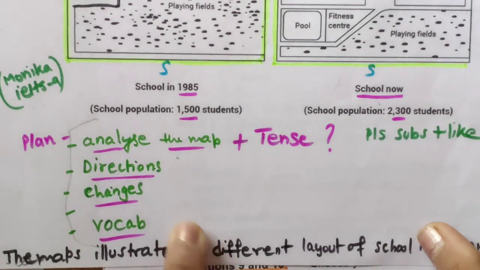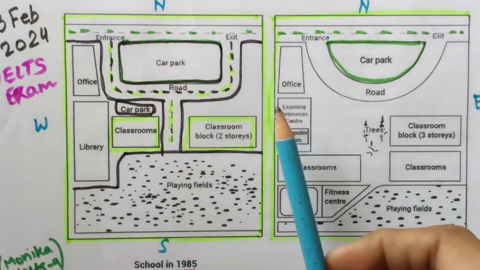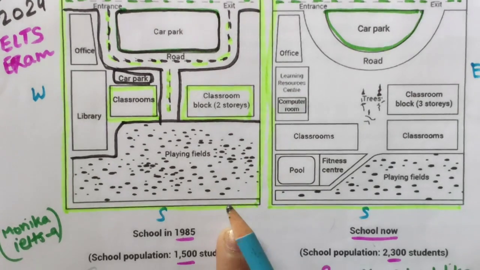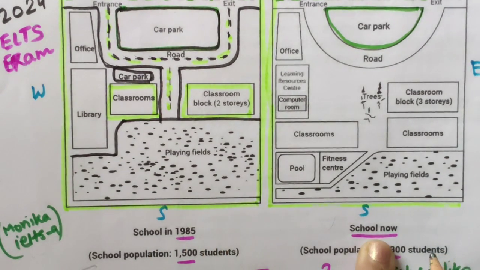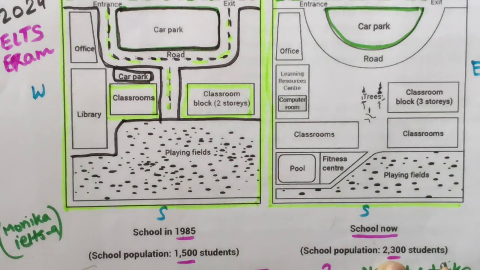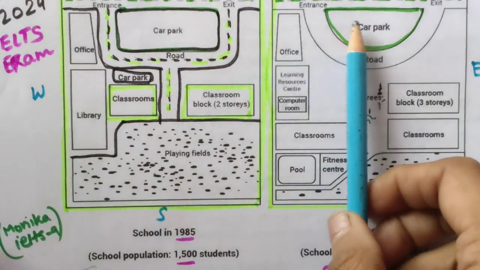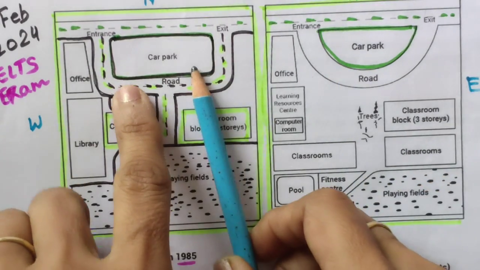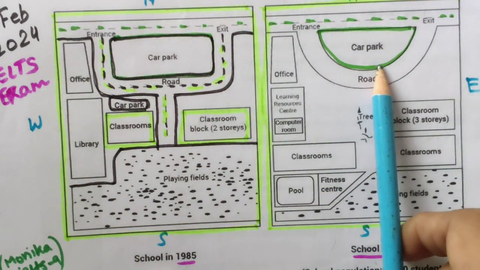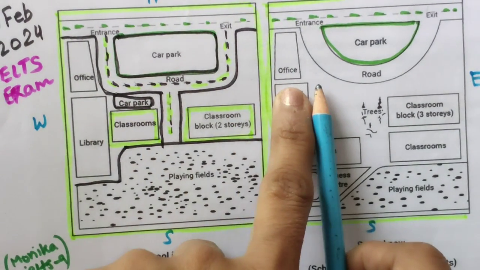Now the first step we were doing was just analyzing the map. Here I can see school in 1985, school now, meaning present, and there were 1500 students, and there are 2300 students. Now I can see the car park, a major thing. I can see the shape also, a change of shape from rectangle to semicircle. The office is also there, the same office.